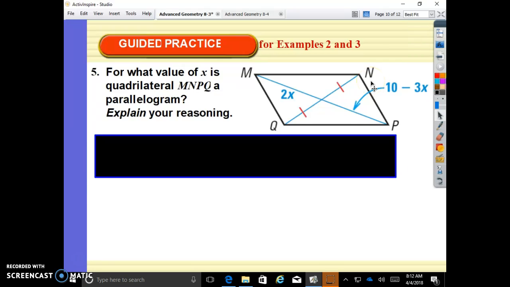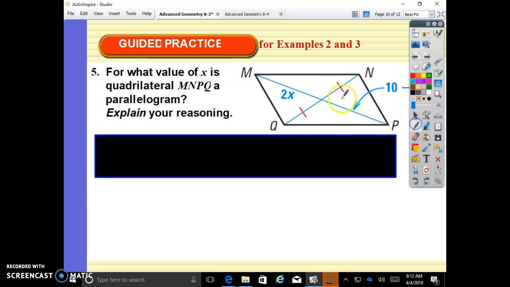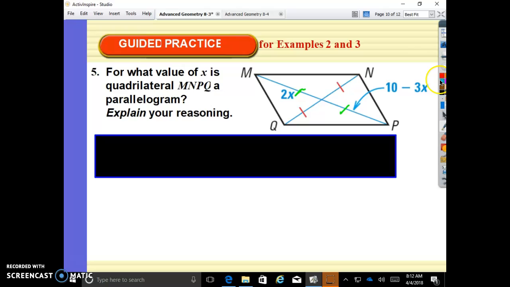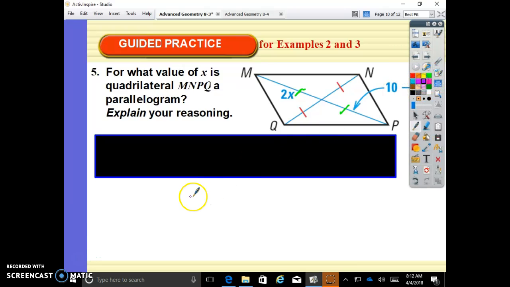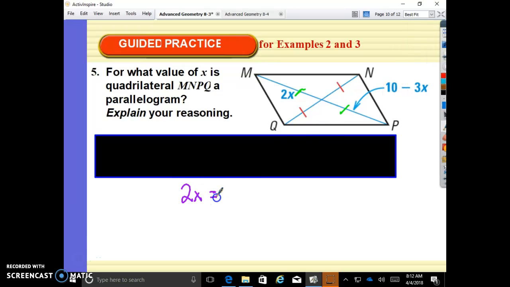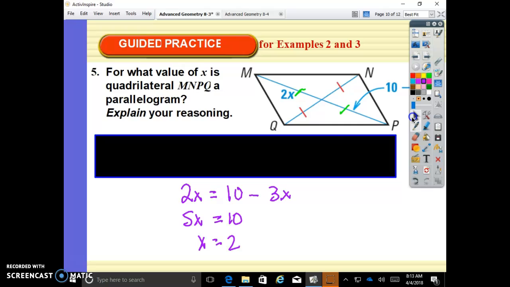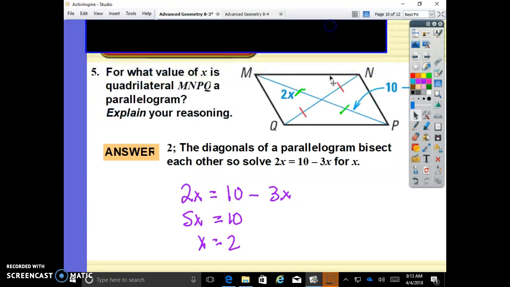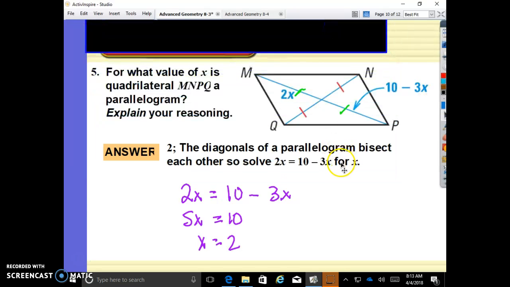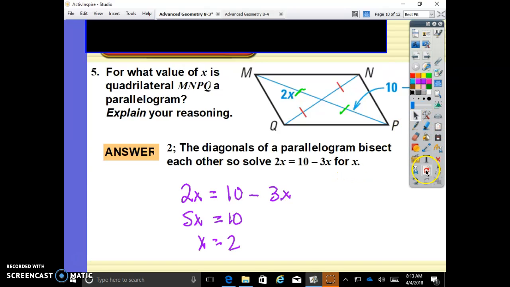For what value of x is the quadrilateral a parallelogram? So this one would be diagonals bisect each other. They are going to be congruent. So 2x equals 10 minus 3x. Add 3x to both sides. 5x equals 10. Divide by 5 on both sides. So x equals 2. The diagonals of a parallelogram bisect each other. So once you solve, you get x is 2.